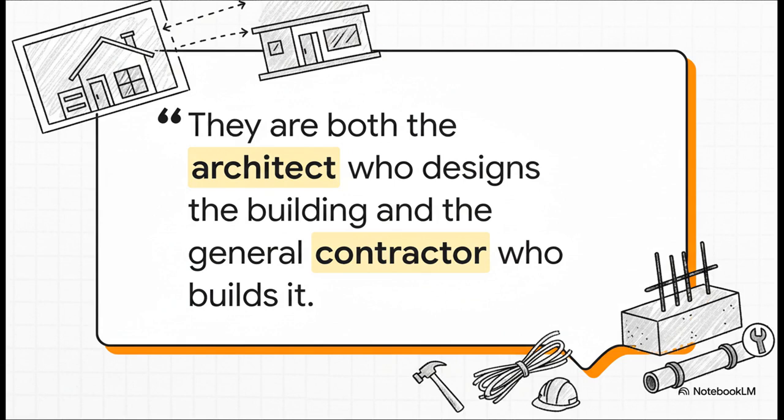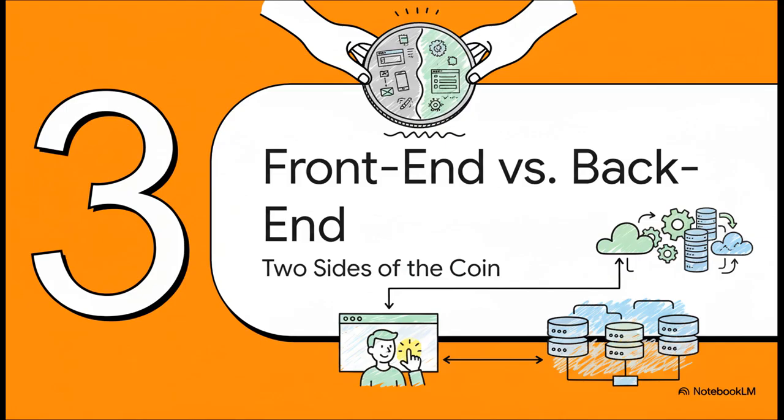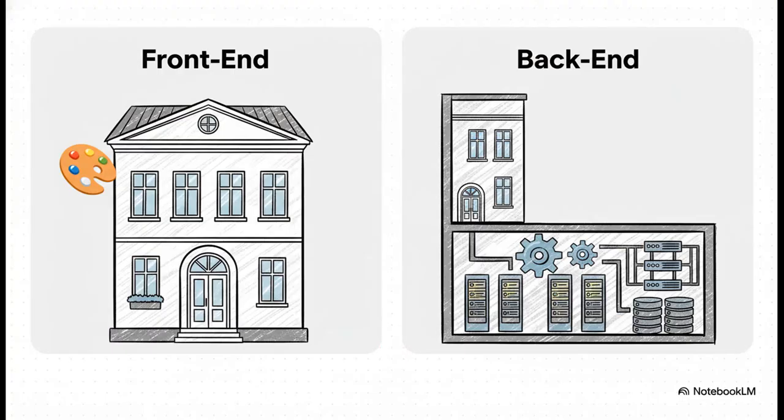They're both. So to really wrap our heads around this, we need to understand the two halves of their job. Let's really break down the difference between the front end and the back end. Let's stick with that building analogy. The front end, that's the facade. It's everything you see and touch, the paint color, the doorknobs, the layout of the rooms. The back end, though, that's the foundation, the plumbing, the electrical wiring. It's the server, the database, all the hidden machinery that makes that beautiful house actually livable.